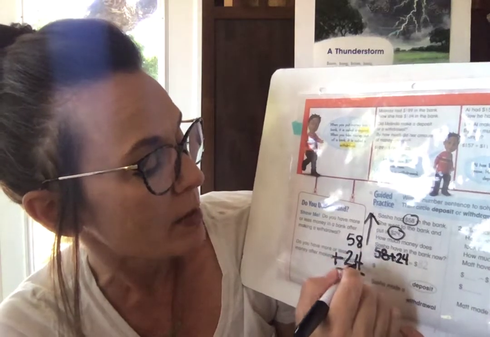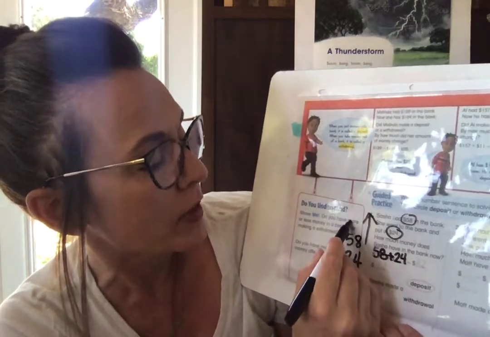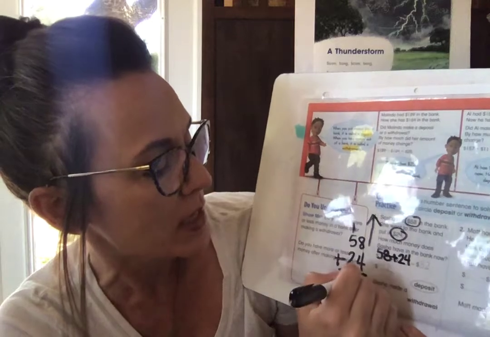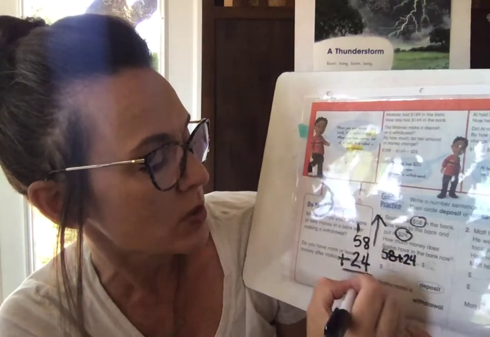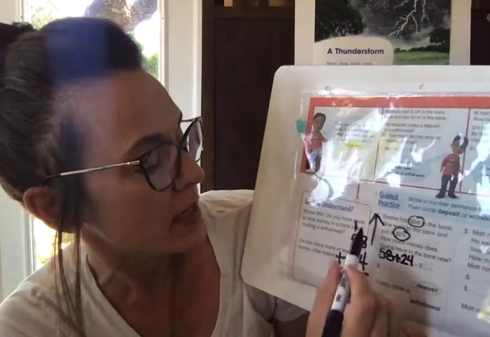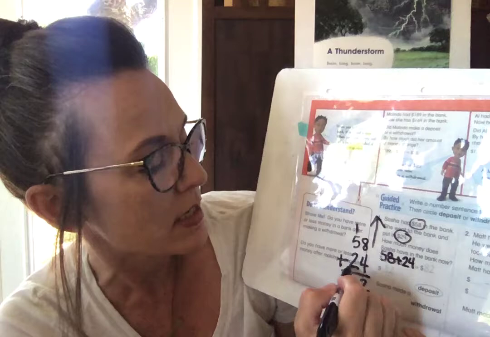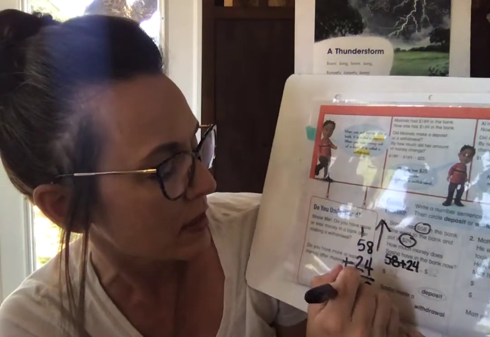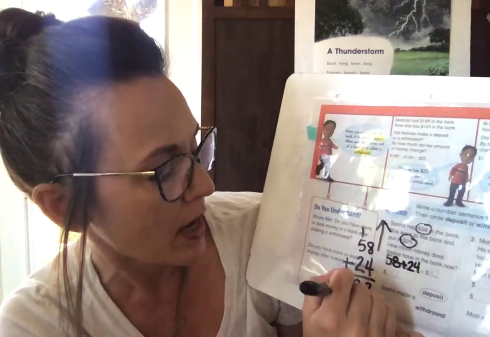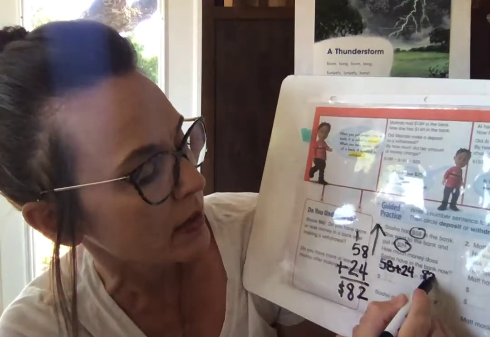And I know that 8 plus 4 is 12. And 12 is really like thinking about 1 ten, 2 ones. Remember, that still says 12, just looks a little different. Now I can add in the tens place. 5, 6, 7, but I can't forget that one more. That makes 8. So right now, wow, Sasha has $82 in the bank.